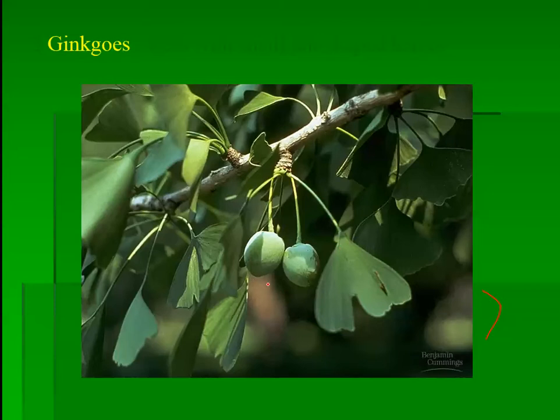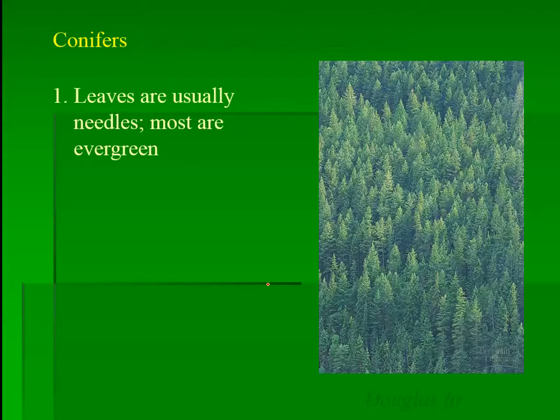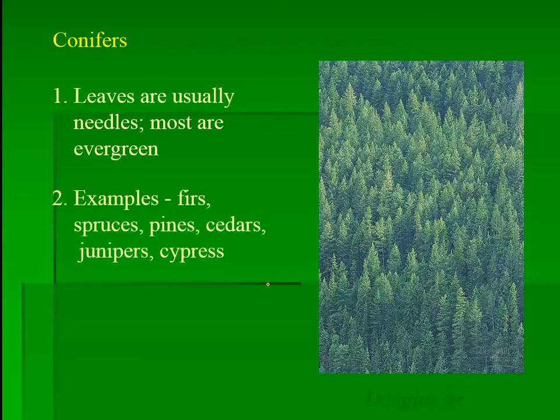And ginkgos and other conifers, remember, were dominant during the time of the dinosaurs. And conifers include anything that people use for Christmas trees. Their leaves are usually needles. Most of them are evergreens. Again, when you hear gymnosperms, think ginkgos and Christmas trees. Some examples of conifers are firs, spruces, pine trees, cedars, junipers, cypress. Not only are conifers used as Christmas trees, they are used for pulp and for making paper.